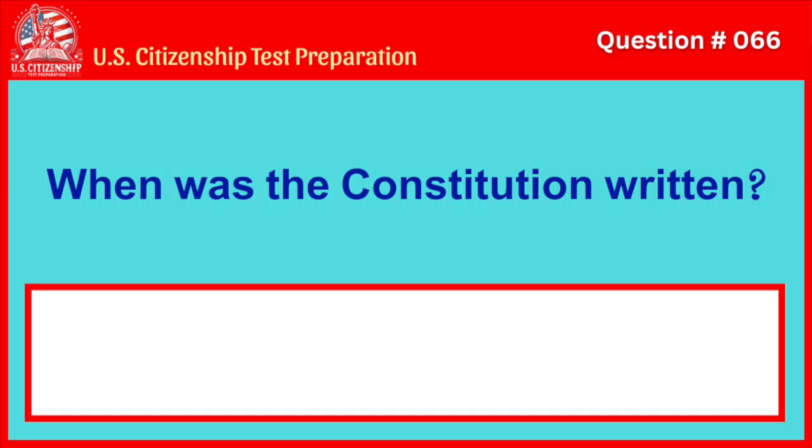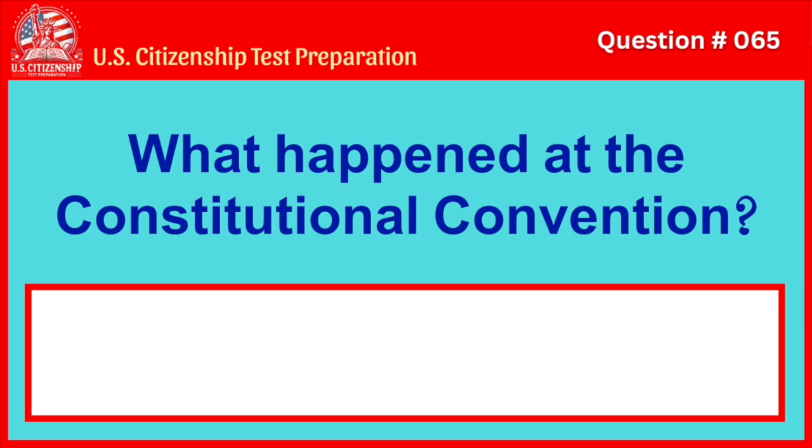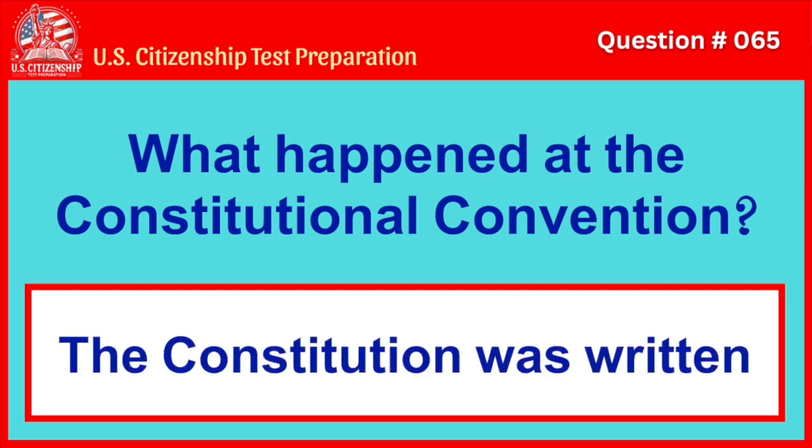When was the Constitution written? 1787. What happened at the Constitutional Convention? The Constitution was written.